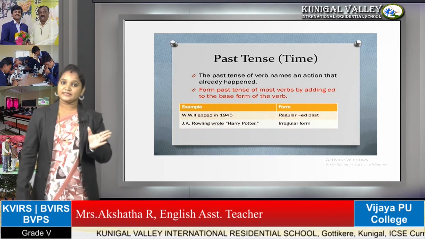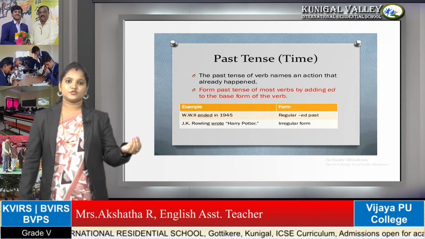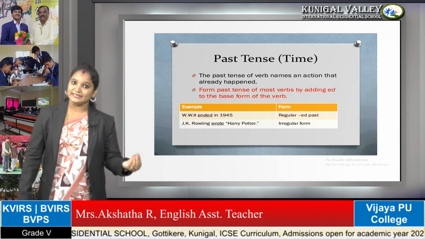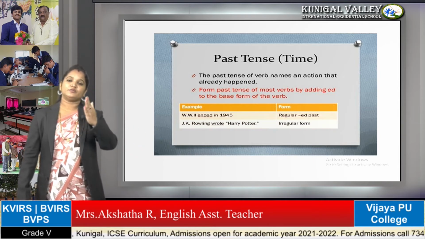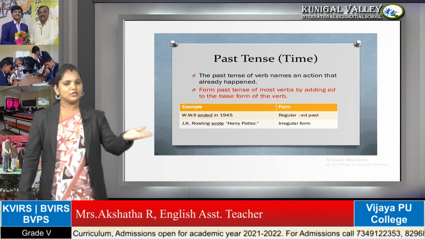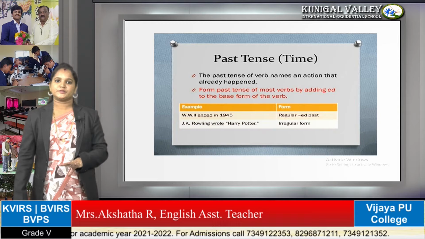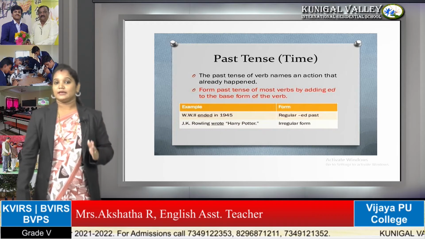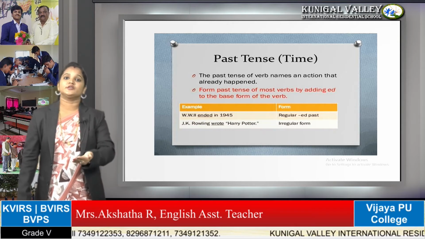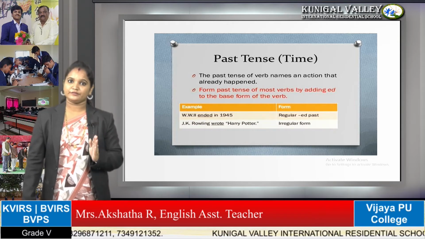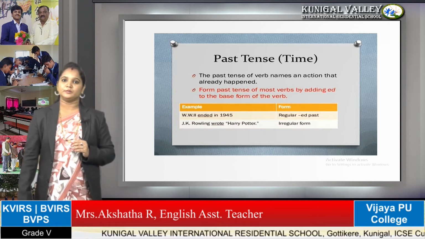How to change the present into past? There are many rules: by adding ed to the base form of the verb, by adding only d, or by changing the word completely. In this way, there are many ways we can change the present tense form of the verb into the past tense form of the verb. Children, in your textbook there is a list of verbs in three tenses, present tense, past tense and future tense. How we are going to change the verb, that complete list is given. Once you refer to that list, you will come to know how to form the past tense form of the verb.